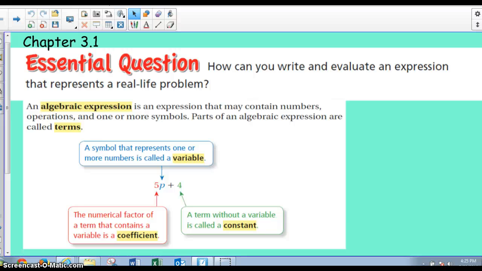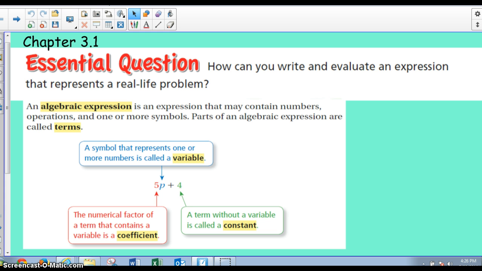Chapter 3, Section 1. The question we are going to answer is how can you write and evaluate or answer an expression that represents a real-life problem. Here are some notes you have to take. First of all, an algebraic expression is an expression that may contain numbers, operations, and one or more symbols. Parts of an algebraic expression are called terms.